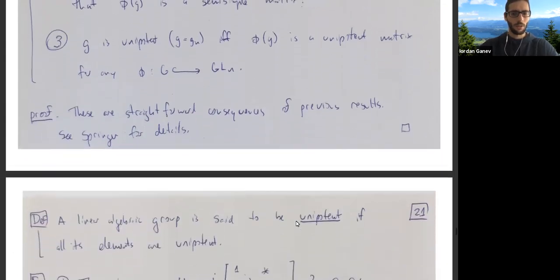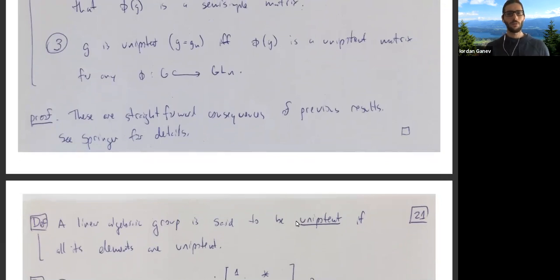Okay, and so just like we say an element is unipotent if it's equal to its unipotent part, we say that a linear algebraic group is unipotent if all its elements are unipotent. The terminology with semisimple is a bit different, so we'll get to that, but for the next few pages, we'll be focusing on unipotent groups. So all the elements are unipotent.